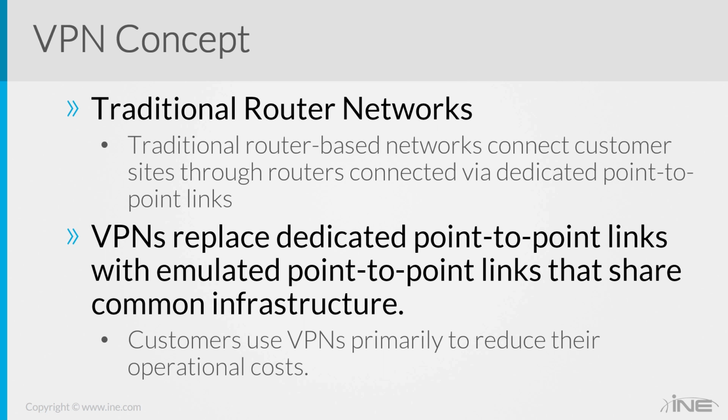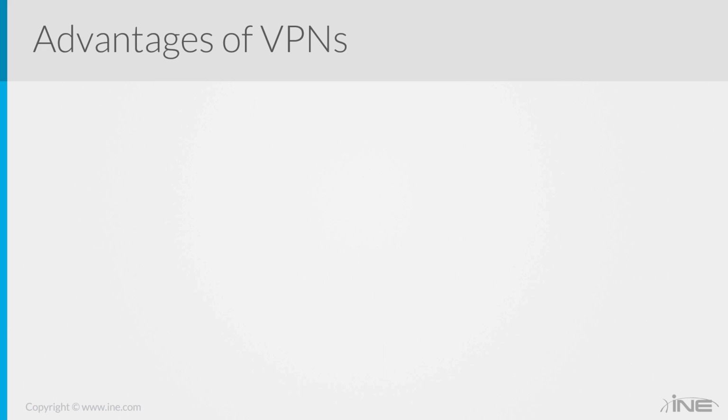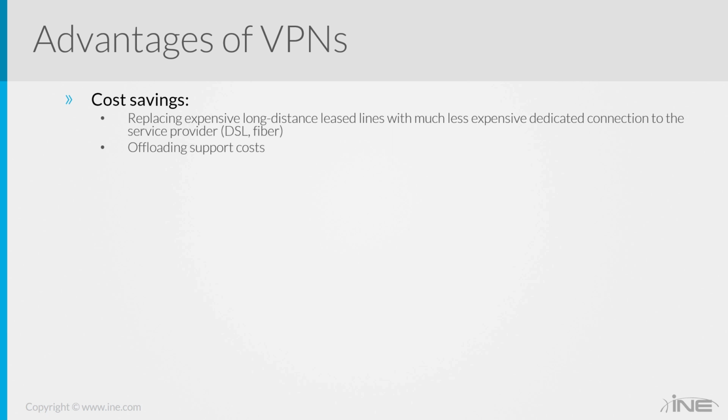So customers use VPNs primarily to reduce their operational costs. Some of the advantages of VPNs that we'll take a look at are going to be cost savings. You can replace expensive long distance lease lines with a much less expensive dedicated connection to the service provider, whether that's DSL, fiber, cable, Ethernet, whatever it might be.